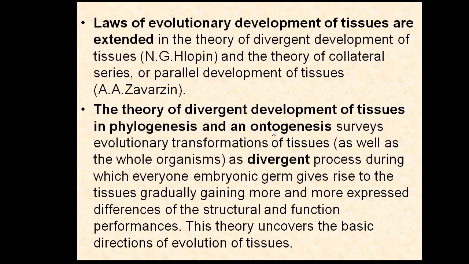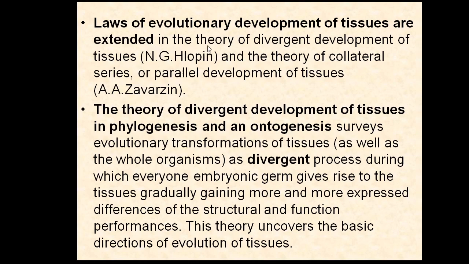Human beings are at the top of evolution, that's why we have many types of epithelium. You have this week, you study and discuss epithelium and know the morphological and histogenetic classification of the epitheliums, for example. That's why this theory uncovers the basic directions of evolution of tissues. This theory was created by the Russian scientist Chlopin. Here is his name, Chlopin.